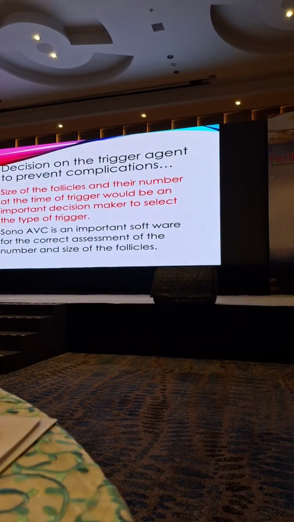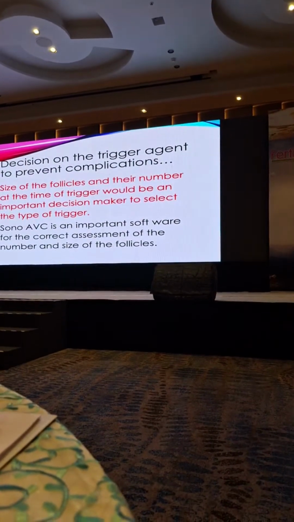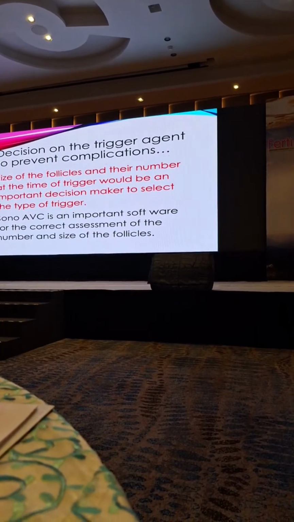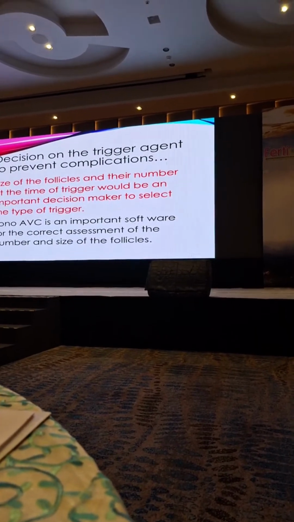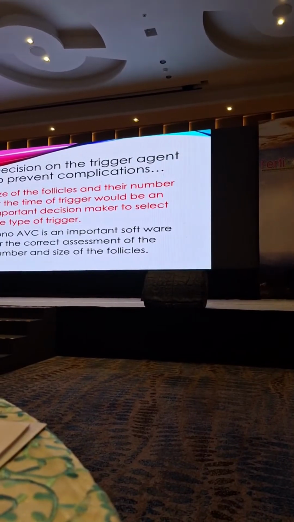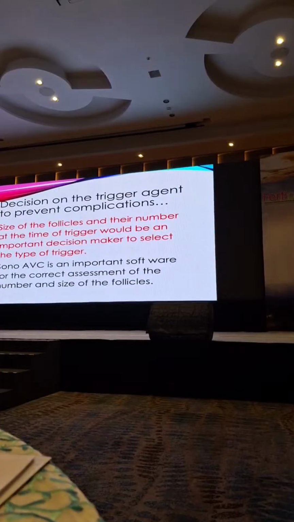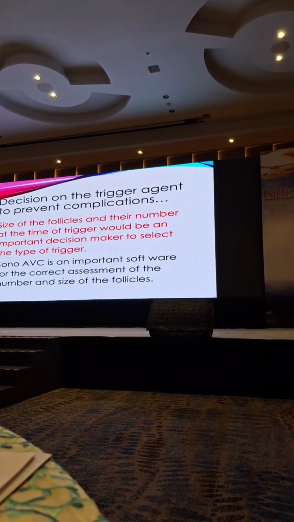Now, the decision of the trigger, as we know, is not just the time of the trigger. We also need to decide what we should give as a trigger, especially when there are multiple follicles. Because that's when we are afraid of two things if we are doing IUI cycles. One, of course, is OHSS, and the second is multiple pregnancies.